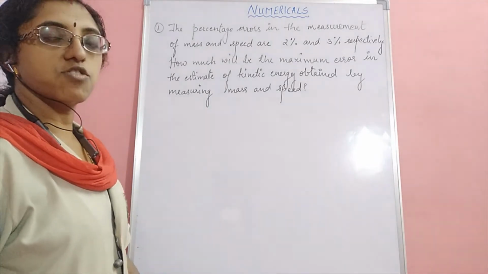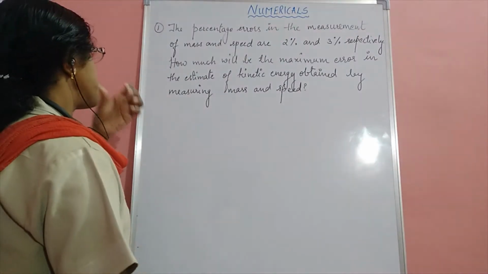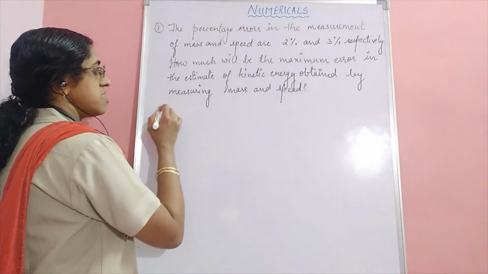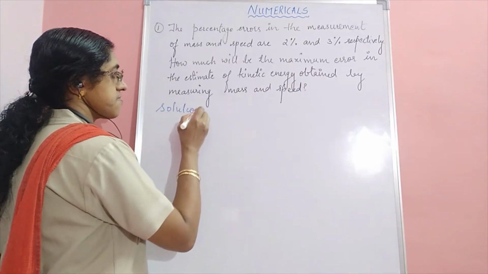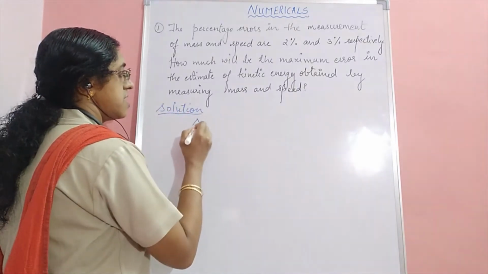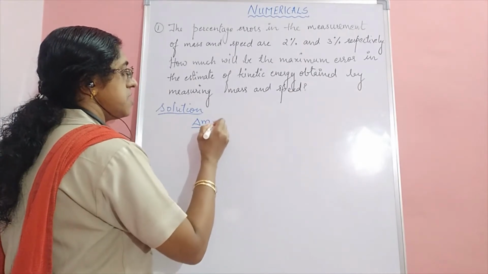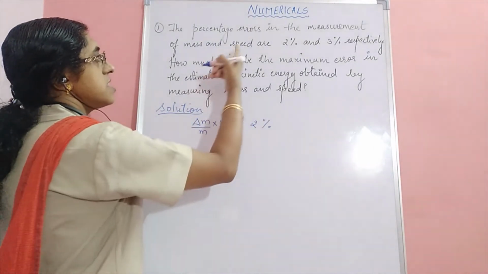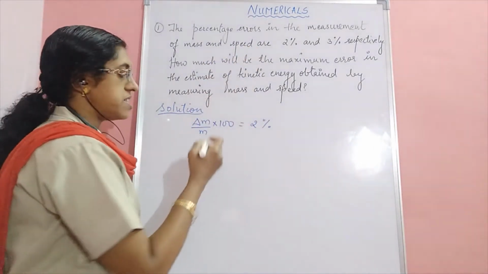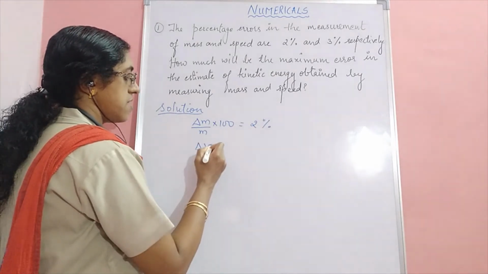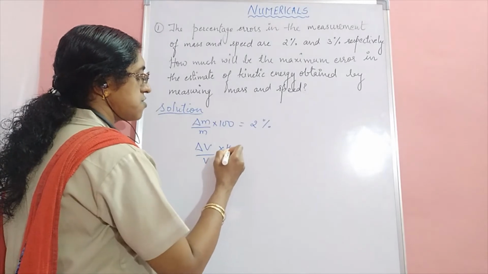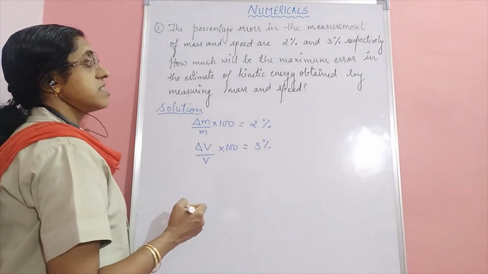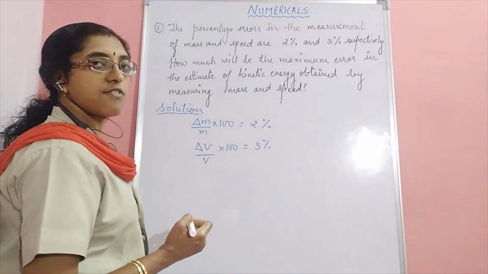For that, first we'll write down the given terms. Here, the percentage error in the measurement of mass: I can write delta m by m into 100 is equal to 2%. Similarly, the percentage error in the measurement of speed, as speed is denoted by v, therefore delta v by v into 100 is equal to 3%. How much will be the maximum error in the estimate of kinetic energy?